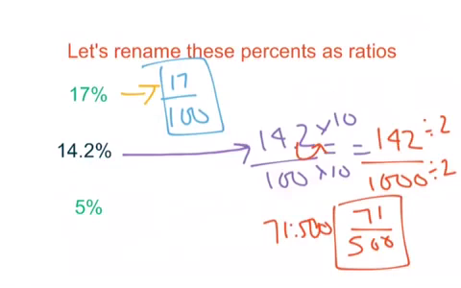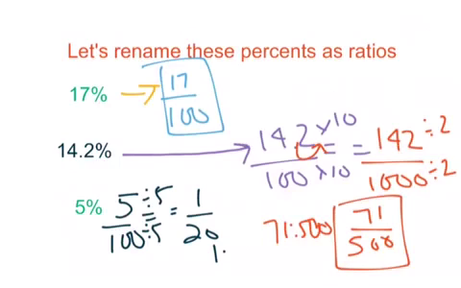Okay. Let's do 5%. That's going to give us 5 out of 100. I'm sure you all know we can divide that bad boy. So we're going to divide this by 5 and this by 5. It's going to give us 1 over 20 or 1 to 20. Either way is fine. Okay?